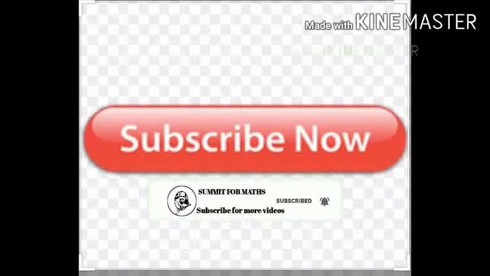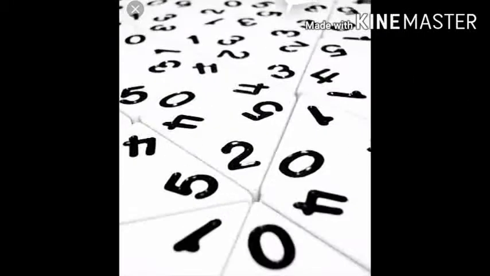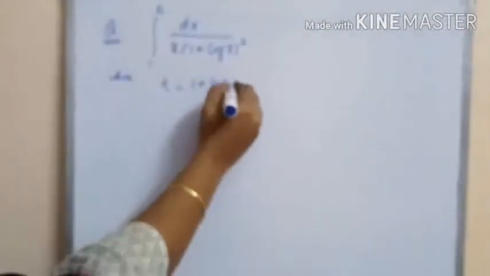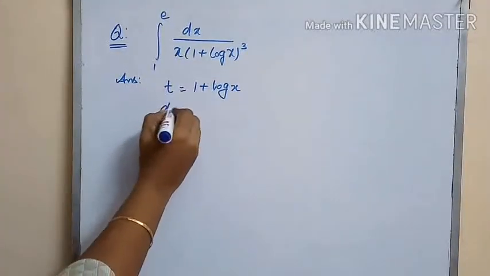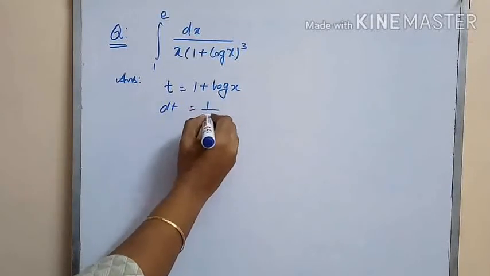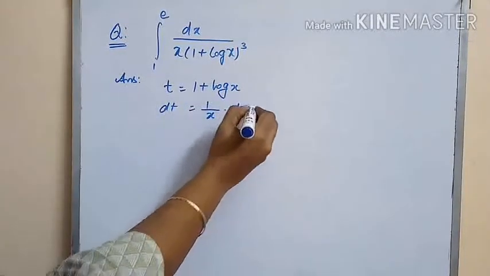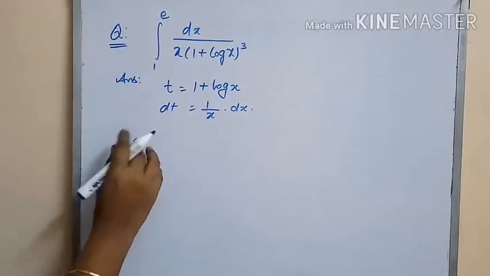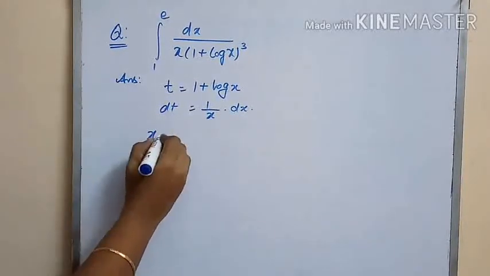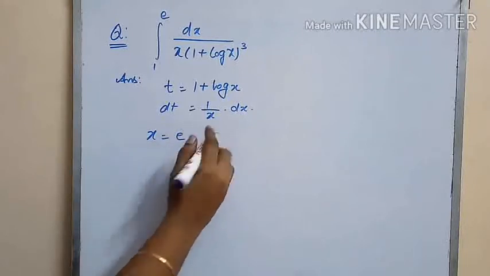Let's get started. Today we are going to see the continuation of yesterday's session. Here we have a problem: integral of dx by x into (1 plus log x) the whole squared. Limits are 1 to e.